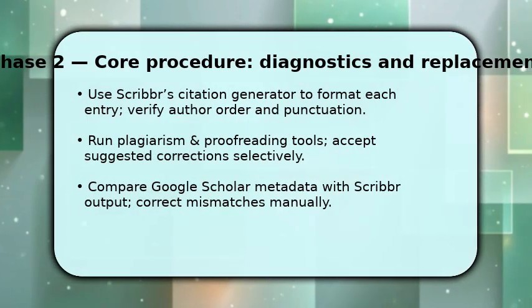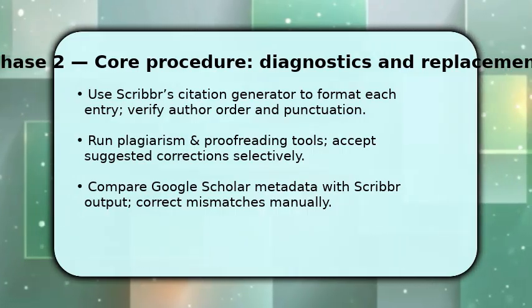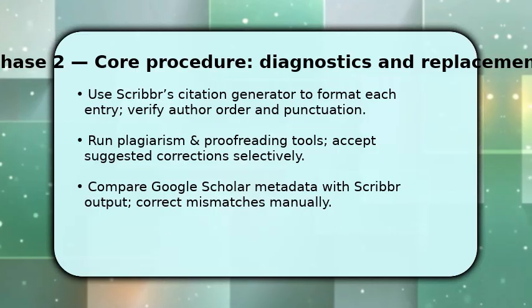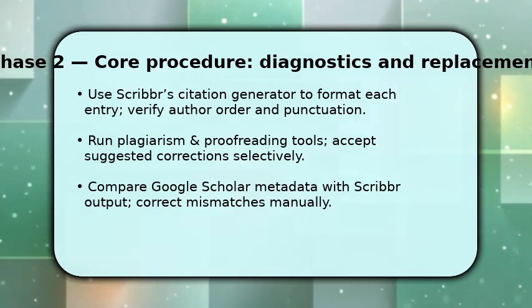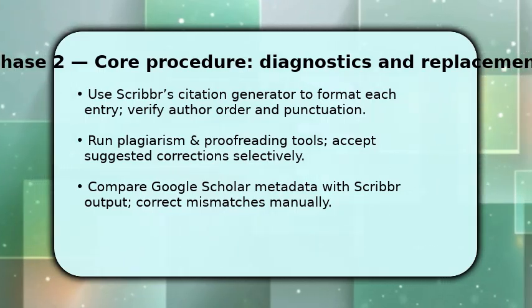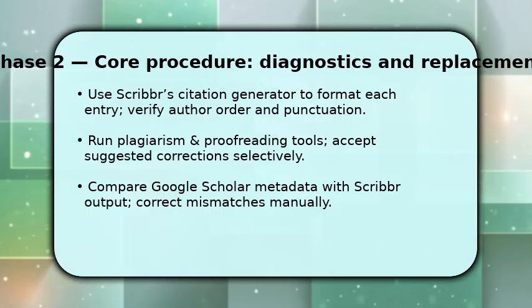Format and verify. Use Scribbr's citation generator to transform raw Google Scholar metadata into properly styled references. Check author order and punctuation because automated imports can flip names. Next, run the plagiarism and proofreading tools, accept suggestions that clarify meaning, but reject changes that alter intent.